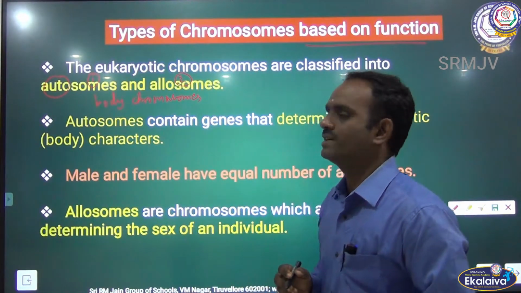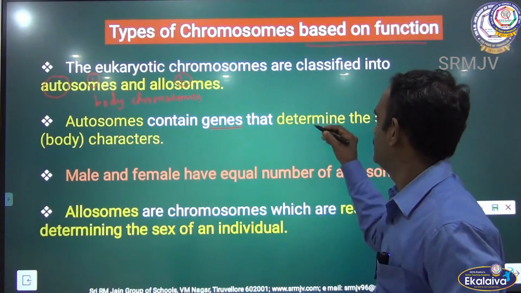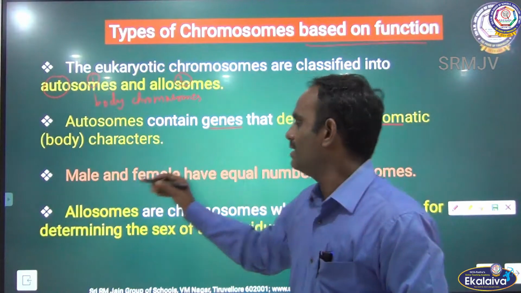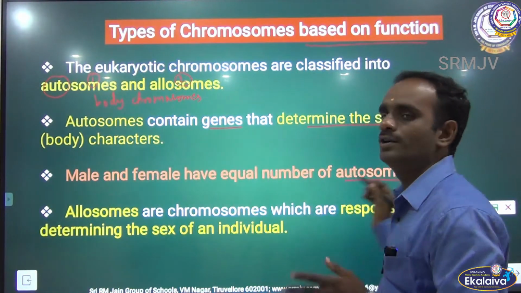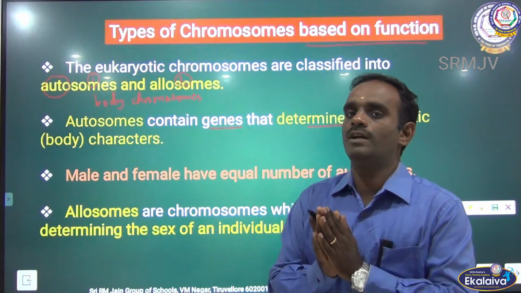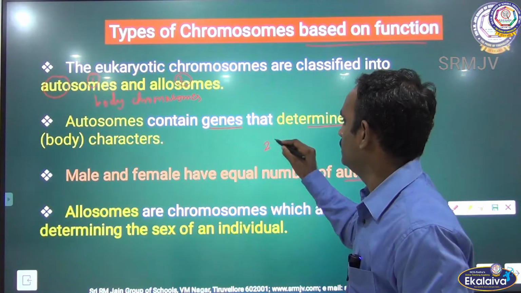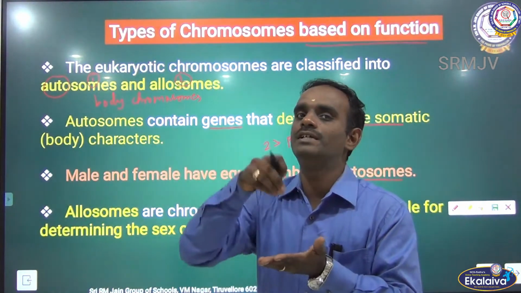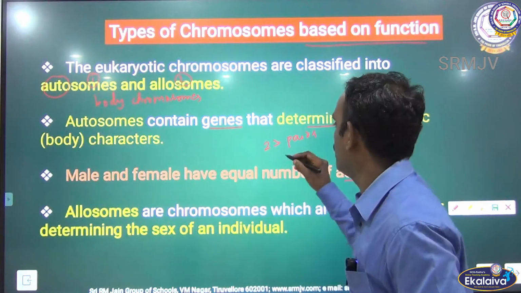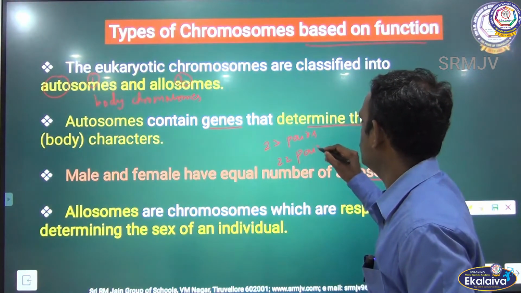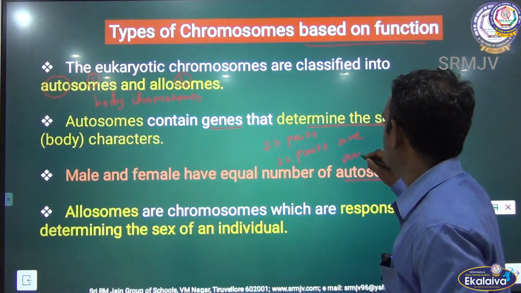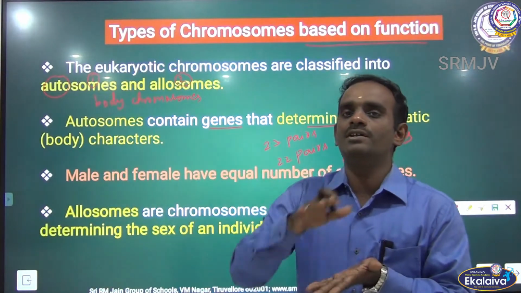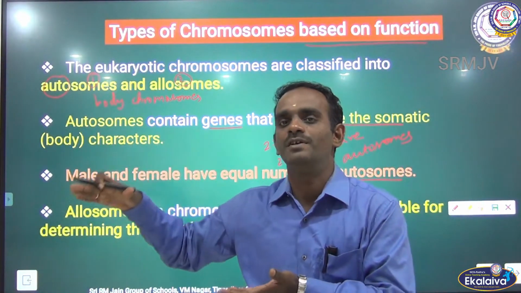Autosomes contain genes that determine the somatic characters, that is body characters. Male and female have an equal number of autosomes. There are 23 pairs of chromosomes. Among these 23 pairs, 22 pairs are autosomes. So these 22 pairs are equal in male as well as in female.